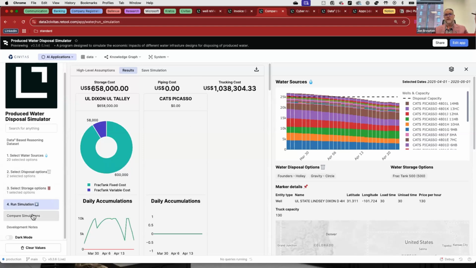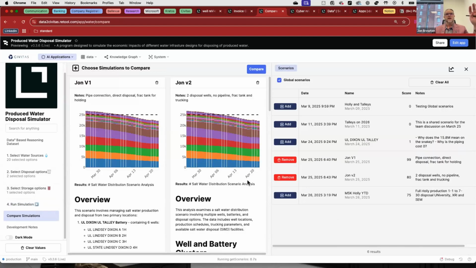And so I'll walk you through this very, very quickly. But at the end of the day, what you're trying to do is compare different alternatives. And what you're saying here is we have alternative one, a pipeline connection, direct disposal, and frac tanks for holding the delta at the top. And over here, we have two disposal wells, we have no pipeline, we have a frac tank, and we have trucking. And so these are two vastly different approaches to handling production and water within the structure of a producing oil and gas field.